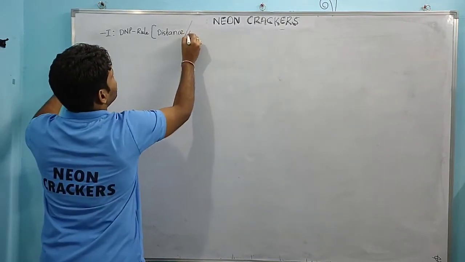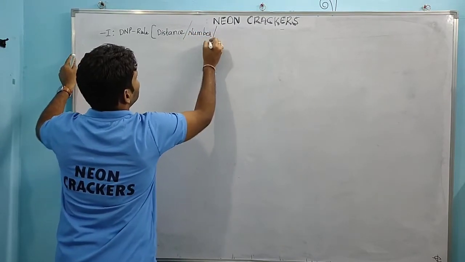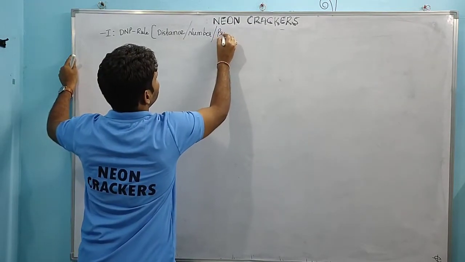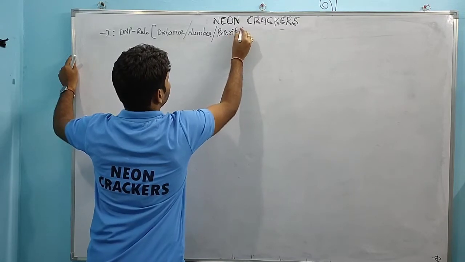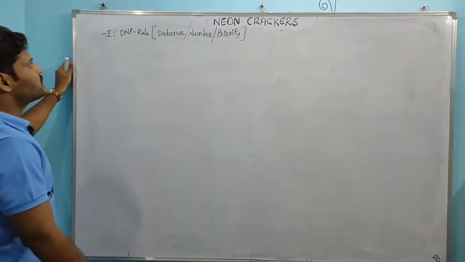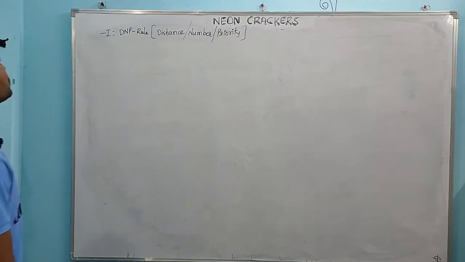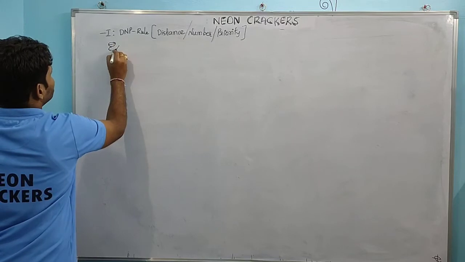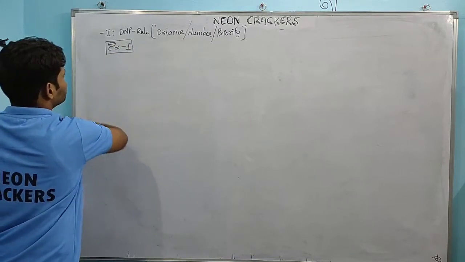Next one is number of substituents, number of effective factors. The last one is priority. Distance, number, priority. Let's see the application of this rule. Carbanion is stabilized by minus I effect. Okay, let's see that now.